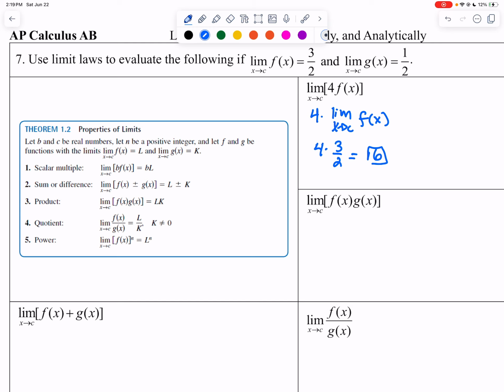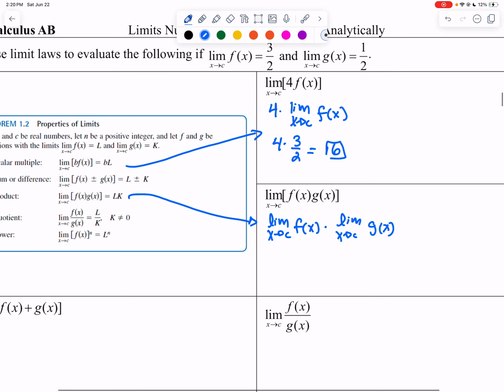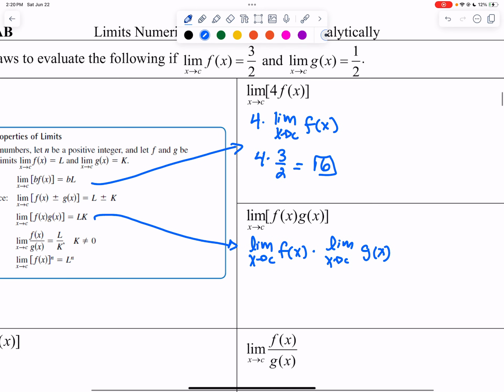Likewise, here, I can't just say that 3 halves times 1 half is 3 fourths. I got to use my proper limit notation. So the limit as x approaches c of f of x times the limit as x approaches c of g of x based off of my product. And here's my scalar. So based off of that, using substitution, this is 3 halves, this is 1 half, this is 3 fourths.